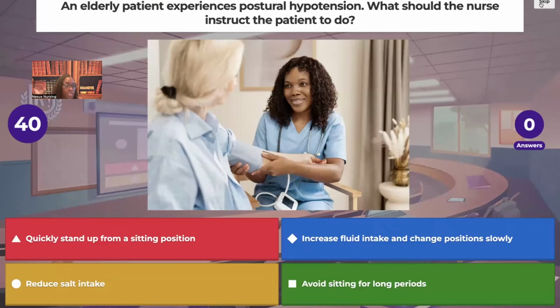Sorry. Are you going to teach them to quickly stand up from a sitting position? Are you going to teach them to increase their fluid intake and change position slowly? Are you going to teach them to reduce salt intake? Or are you going to teach them to avoid sitting for long periods?